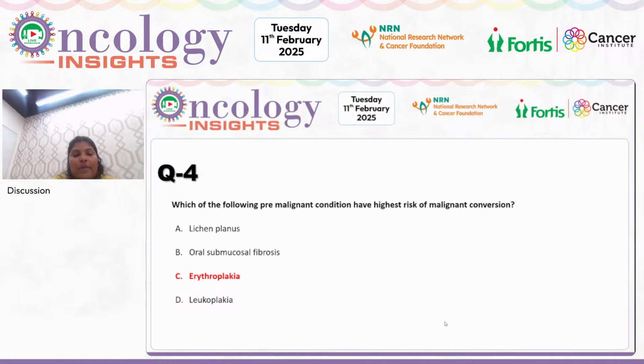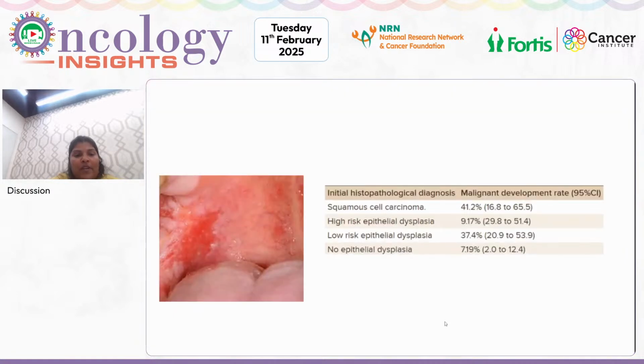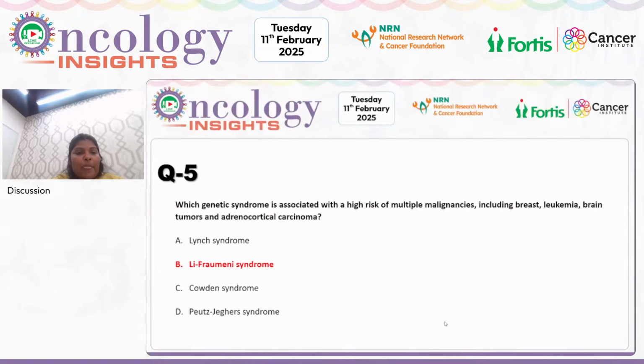Which of the following pre-malignant conditions has a high risk of malignant conversion? Erythroplakia. We can see a red patchy lesion which cannot be scrubbed out, and erythroplakia has a conversion rate of 41.2% into squamous cell carcinoma.